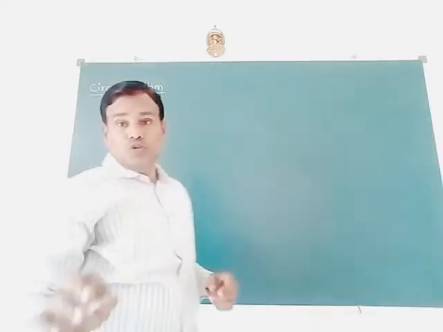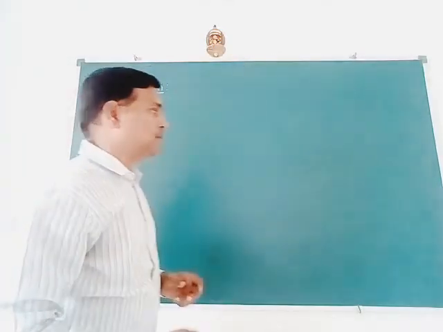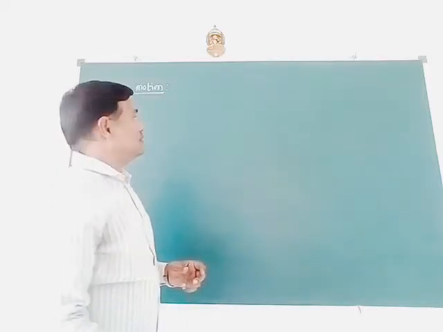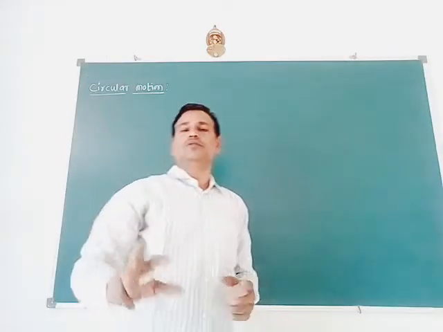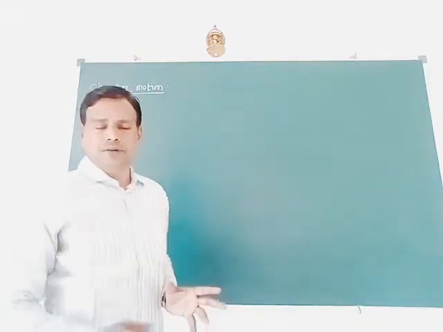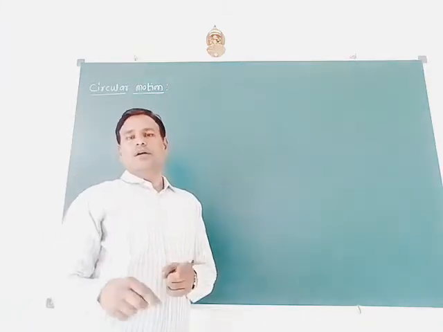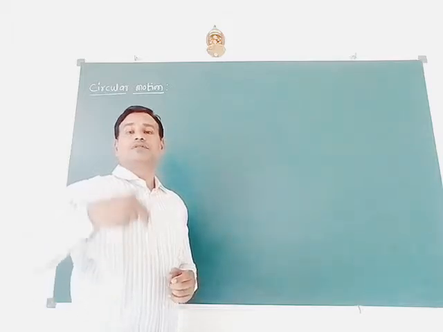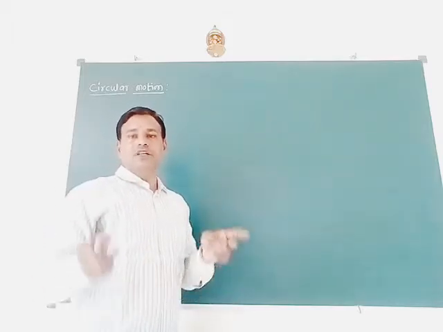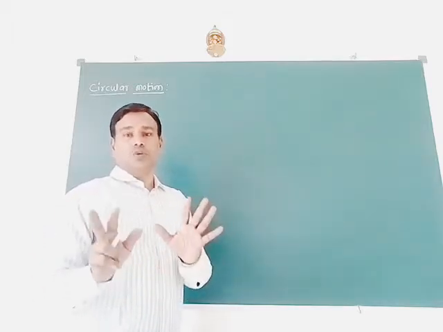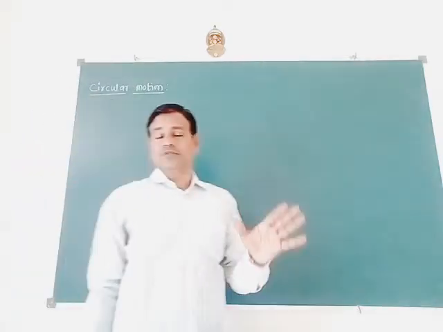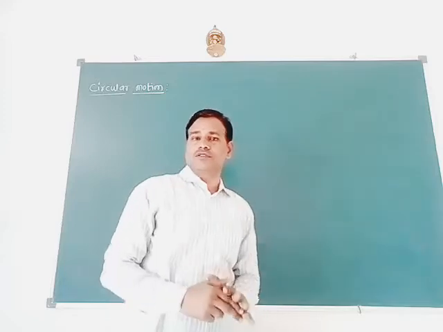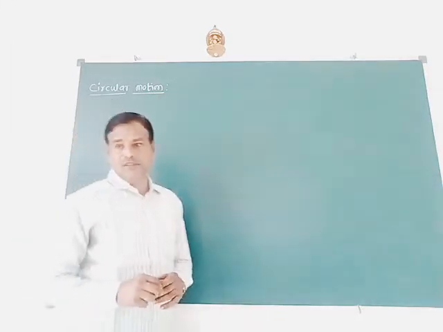Circular motion. The motion of an object along the circumference of a circle is called circular motion. Uniform you can define like this: the motion of a particle along the circumference of a circle with constant speed is called uniform circular motion. First, only circular motion: the motion of a particle along the circumference of a circle is called circular motion. Can you give me examples?